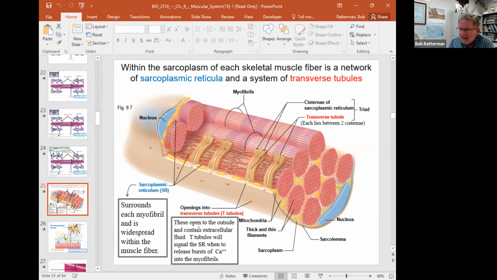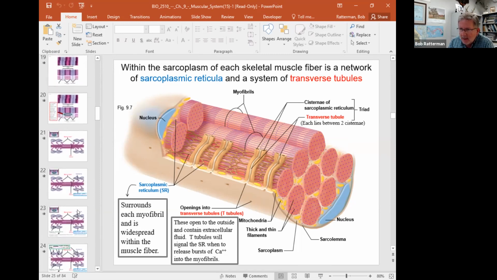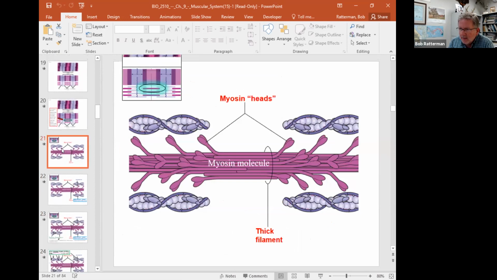And I have a little box here that talks about that very process. It's the release of the calcium that's so critically important in causing interaction of the myosin thick filament and the thin actin filament. That's what causes contraction.